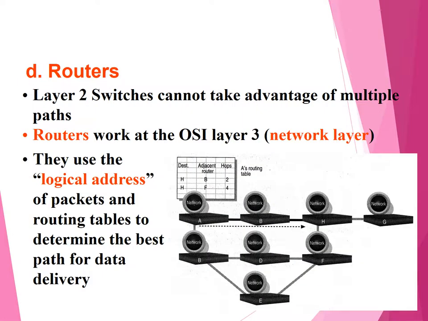Router: layer 2 switches cannot take advantage of multiple paths. Routers work at the OSI layer 3, the network layer. They use the logical address of the packet and a routing table to determine the best path for data delivery. A routing table lists destinations and adjacent routers. Network A, B, H, G, B, D, F, E.